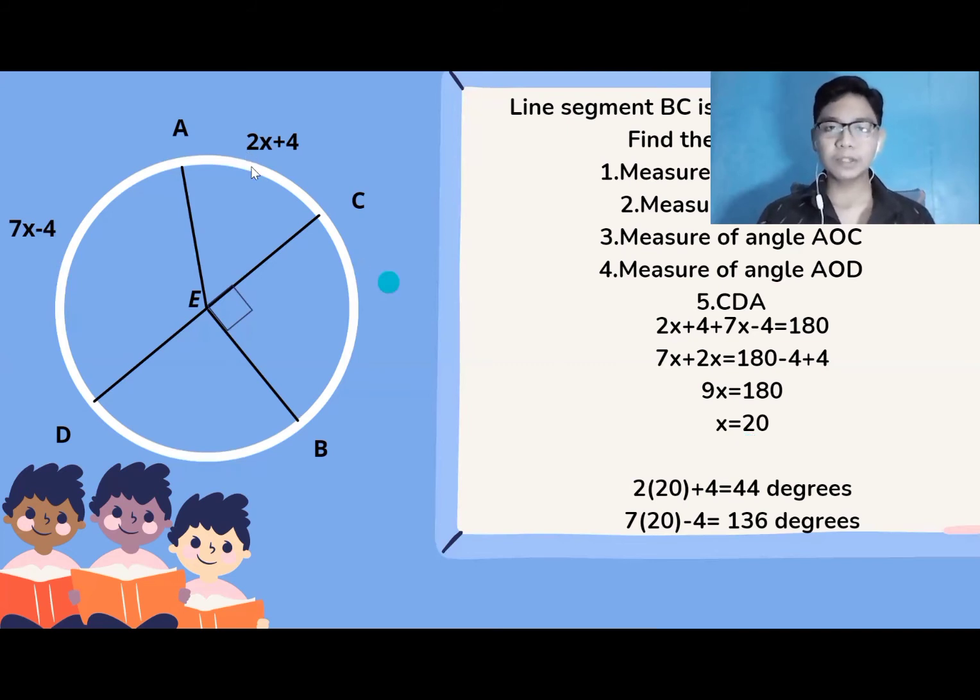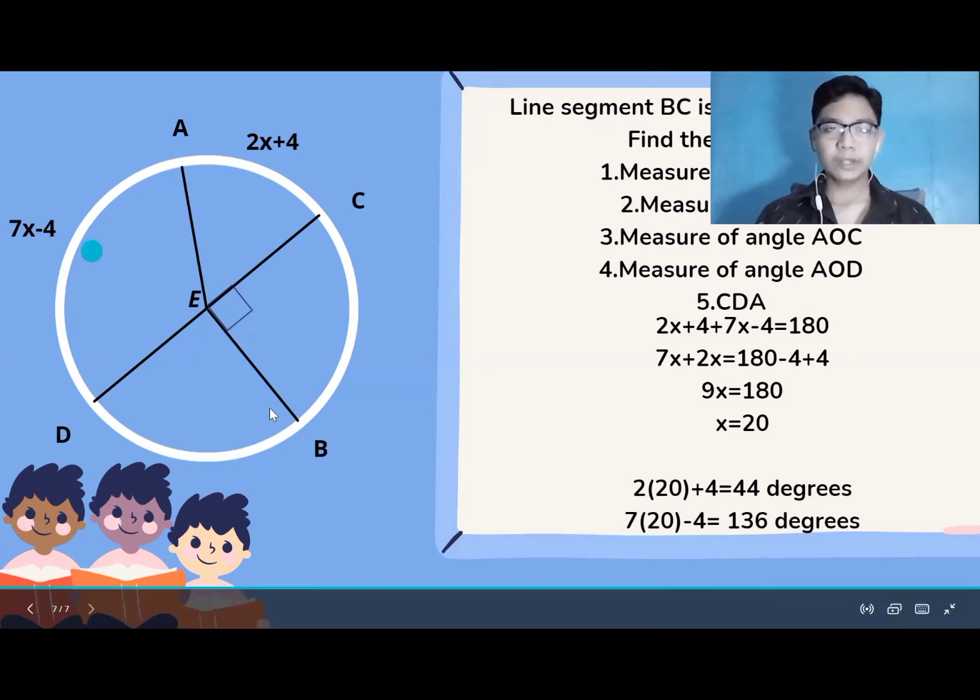Then we will substitute the given value of x to 2x plus 4 and 7x minus 4. So 2 times 20 is 40 plus 4 is 44 degrees. So that is the value of arc AC. We already got the value of arc AC. Then we will substitute to the other equation, 7x minus 4. So 7 times 20 minus 4 is equal to 136 degrees.